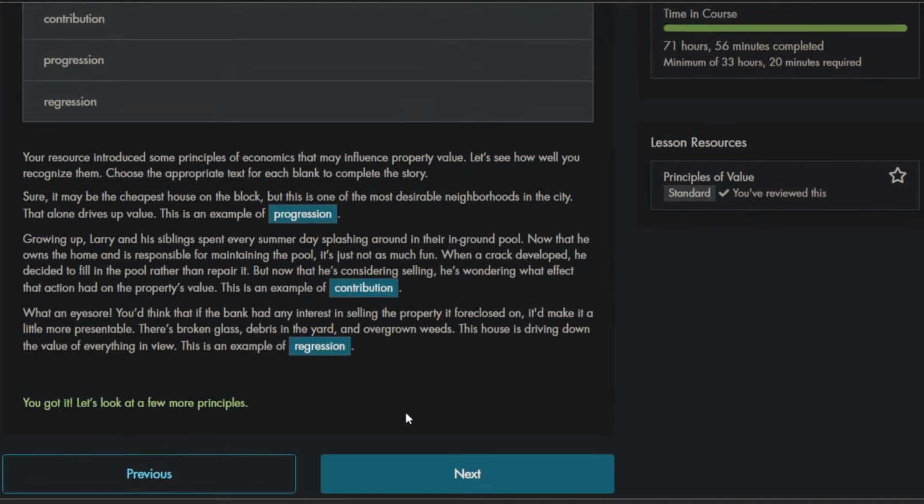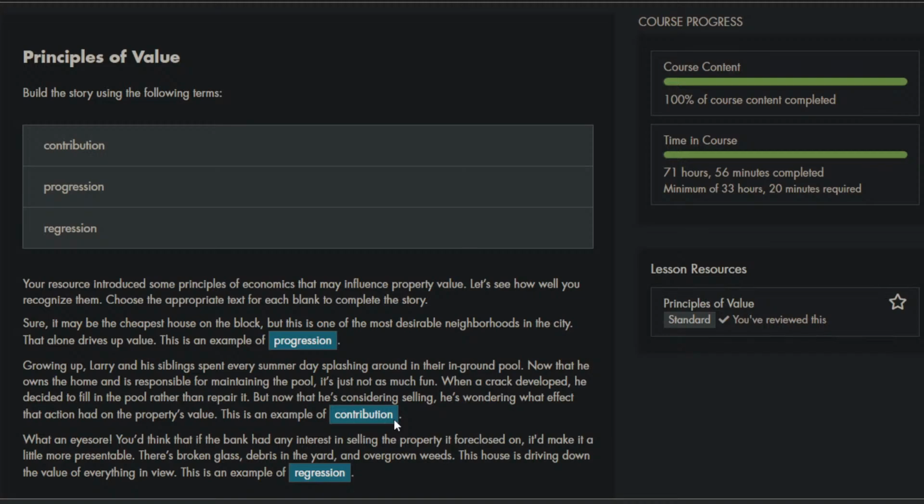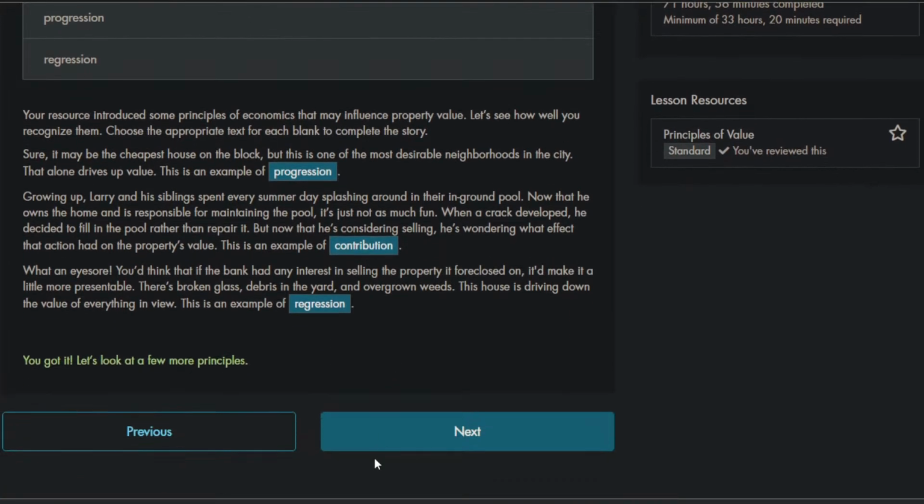I did. A little bit, not 100%, but I did. Okay, makes sense. So contribution is because he changed something significant about the house. It was a house with an in-ground pool. Now it's not a house with an in-ground pool anymore. And that certainly contributes to a price change.